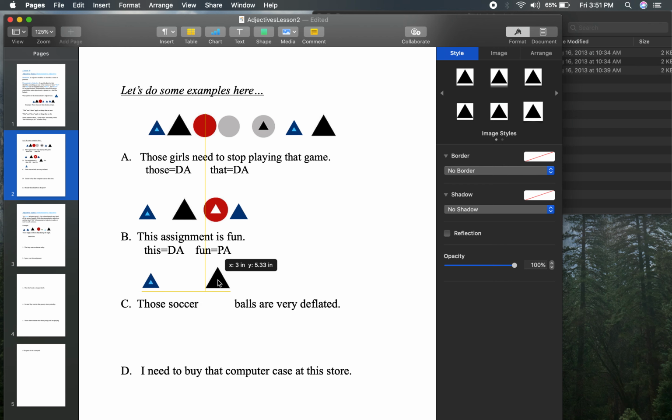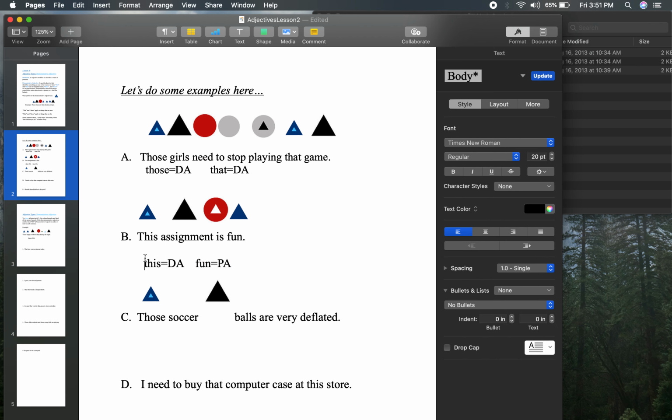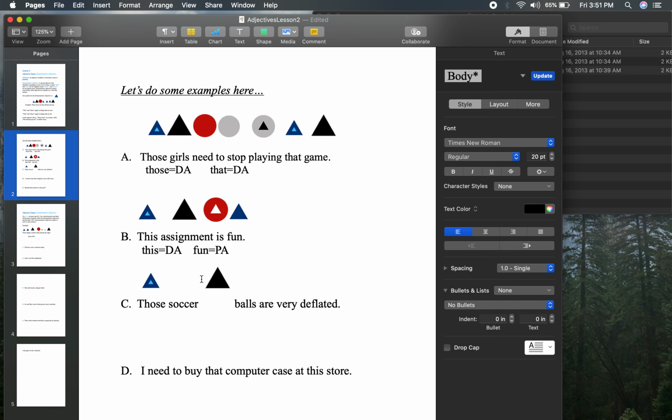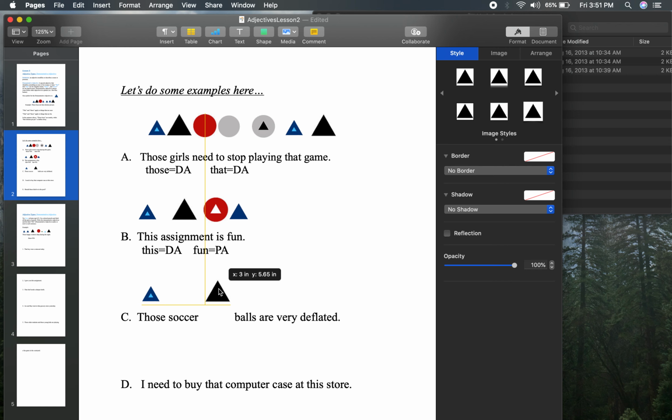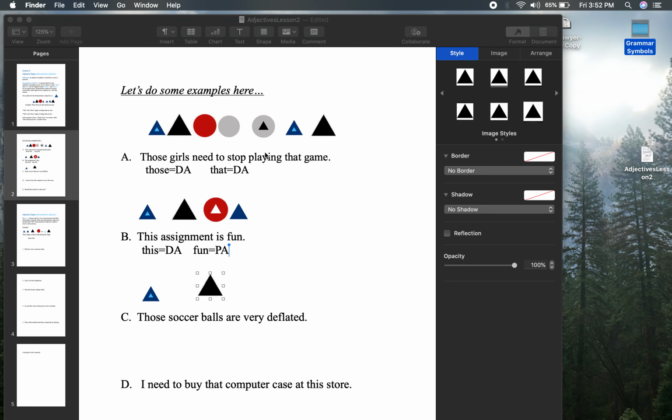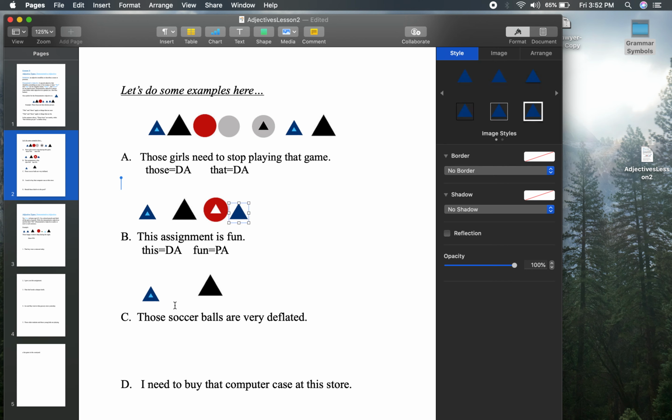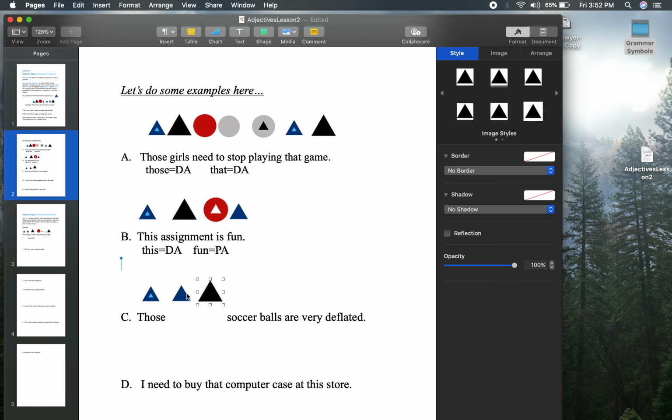All right, but isn't soccer a noun, Mr. Adam? Isn't soccer a noun? Well, it is sometimes, but in this case, it is modifying what kind of balls they are. Soccer balls. So "those" and "soccer" are going to be regular descriptive adjectives. Then "are." Looks like we've got another linking verb.